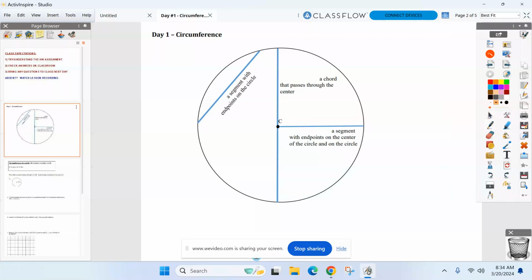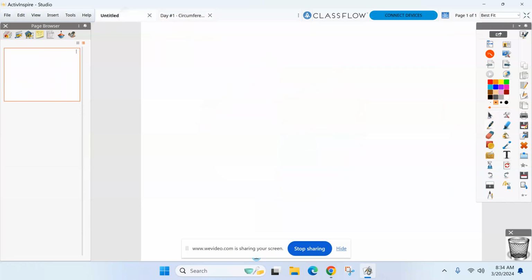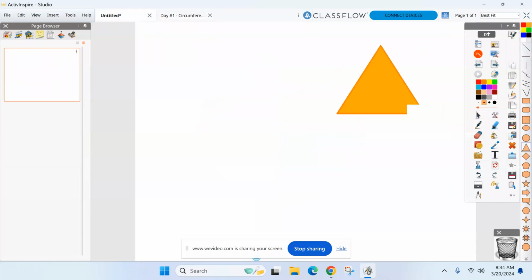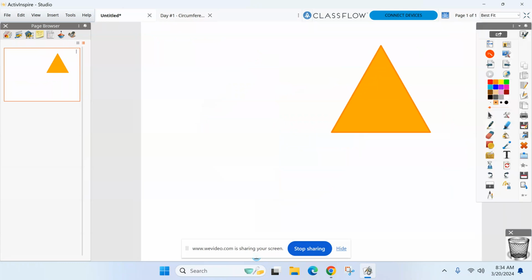The circle unit. First thing to go over. We have spent a lot of time this year going over triangles. And we have always named a triangle based on the letters of the vertices. So this would be triangle ABC, BAC, BCA, a lot of different ways we can name it.